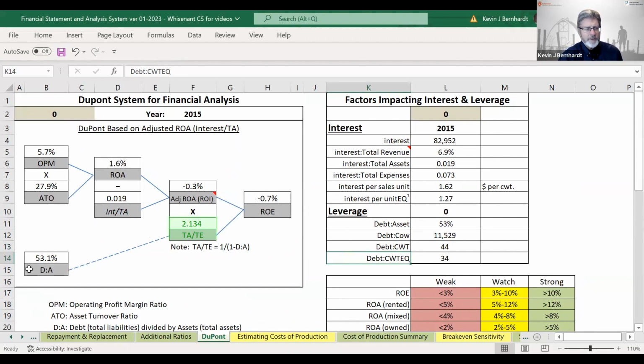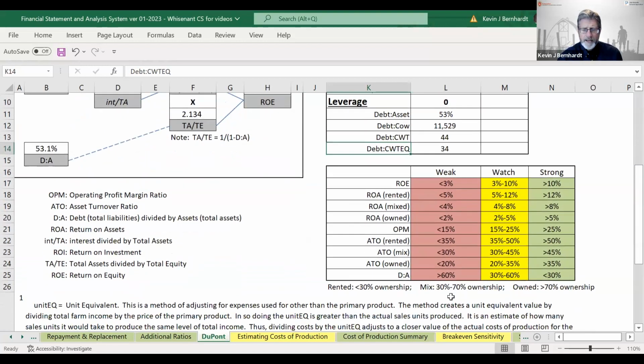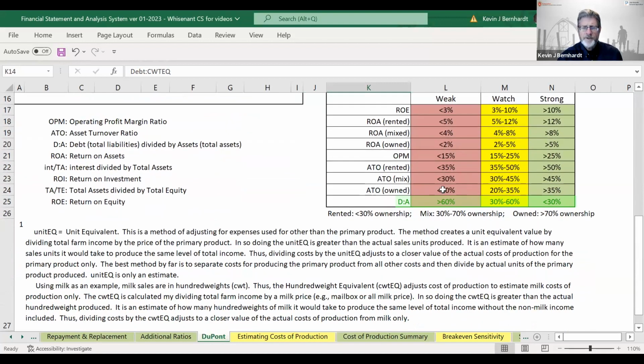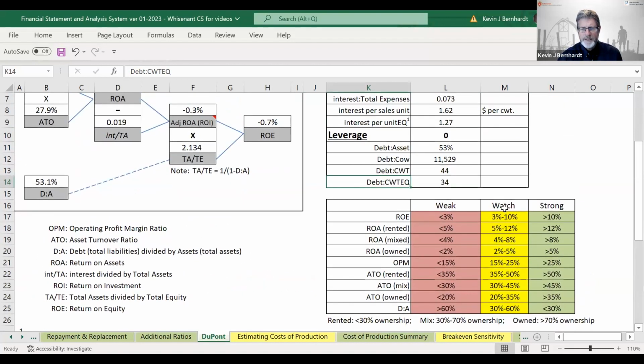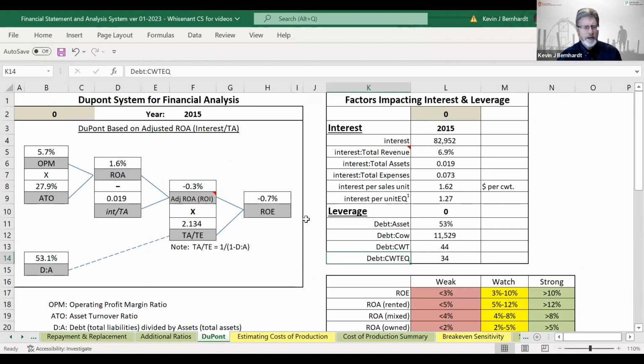Well, if we look at this, the leverage ratio is 2.134, but that comes back to a more recognizable metric called the debt to asset ratio. The debt to asset ratio is 53.1%. If we look down here, the debt to asset ratio of 53%, that puts us in the yellow range. So that is not really a terrible concern. We're kind of in mid-yellow there. I wouldn't say that is a big reason for our profitability challenges at all.